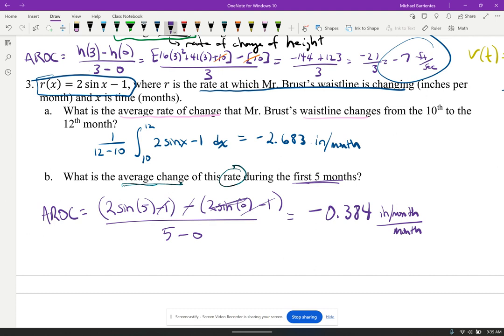They sound alike, but they're two different things. You have to be mindful of what you're given and what you're looking for to use the appropriate thing. Again, if you wanted to use the average value of a function for the second part, if we found the derivative of this, we would have the change in the rate, and then I could just find the integral there.